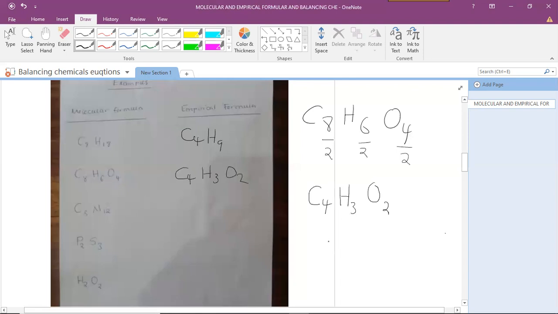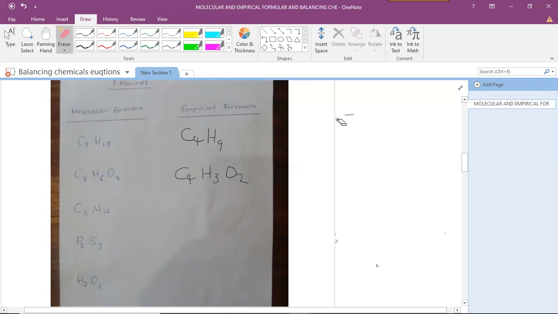So the ratio here is 4 to 3 to 2. So they are saying for every 4 carbons, there exist 3 hydrogens and 2 oxygens. Or for every 3 hydrogens, there exist 4 carbons and 2 oxygens. And for every 2 oxygen atoms, there exist 3 hydrogens and 4 carbons. So that's how you read the empirical formula. But the actual is C8H6O4. This one is simple. These questions usually come in MCQs and also in paper 2, and people just start getting scared for nothing.